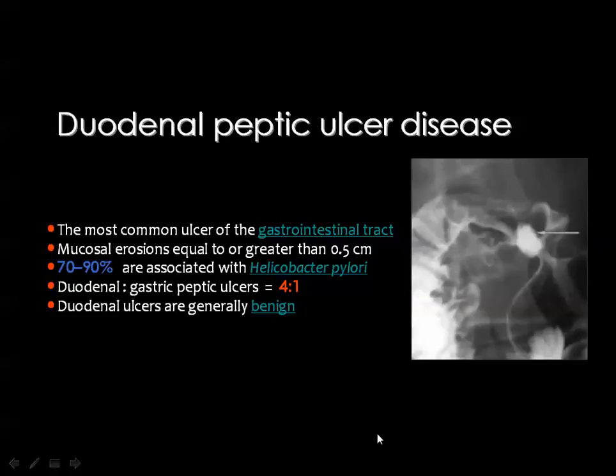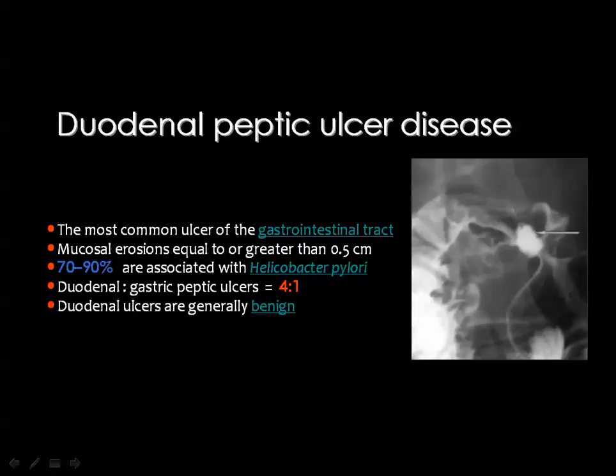Most of the duodenal ulcers are on the benign side, and about 70 to 90% are associated with H. pylori infection. As for the ratio between the incidence of the duodenal ulcers against gastric peptic ulcers, as you can see, they are more common in the duodenum compared to the stomach.